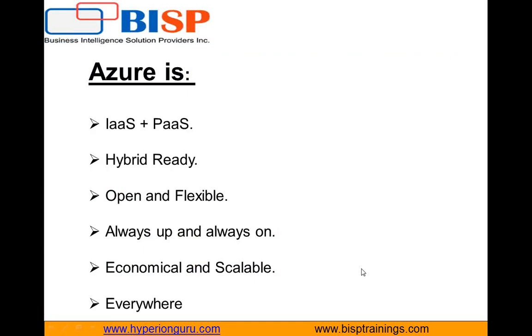Now Azure is basically IaaS plus PaaS. It is hybrid ready, open and flexible, always up and always on, economical and scalable, and everywhere. Azure is the only major cloud platform ranked by Gartner as the industry leader for both infrastructure as a service and platform as a service. That's why I mentioned IaaS plus PaaS. This powerful combination of managed and unmanaged services lets you build, deploy, and manage applications any way you like for unmatched productivity.